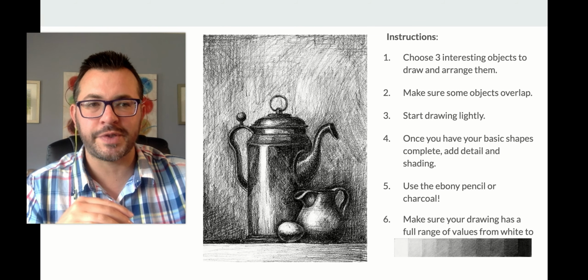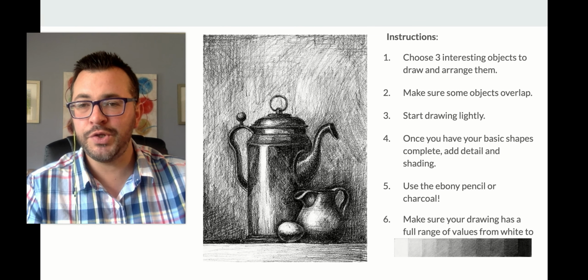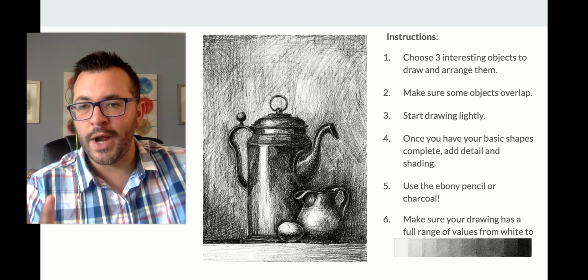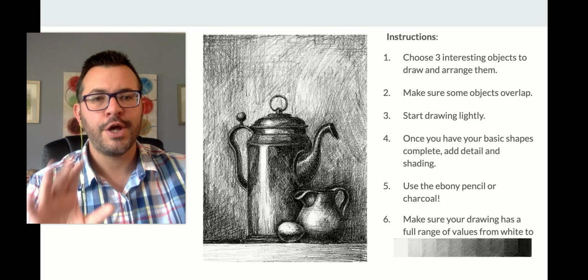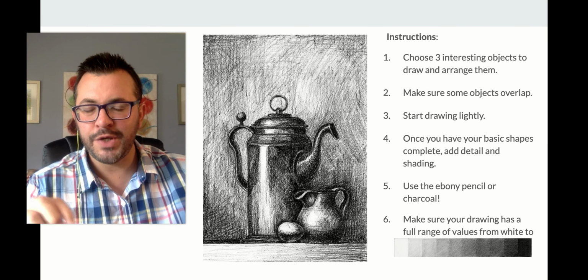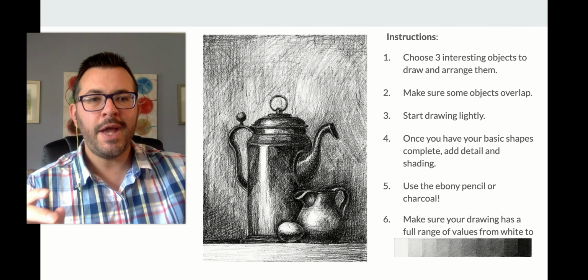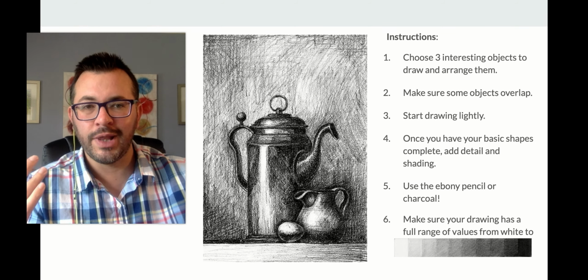So here are your instructions. Choose 3 interesting objects to draw and arrange them. You want to make sure you can leave them somewhere where they won't be disturbed as you work on this drawing. Choose 3 objects, right? Arrange them somewhere, any objects that you want. Make sure some of the objects overlap.